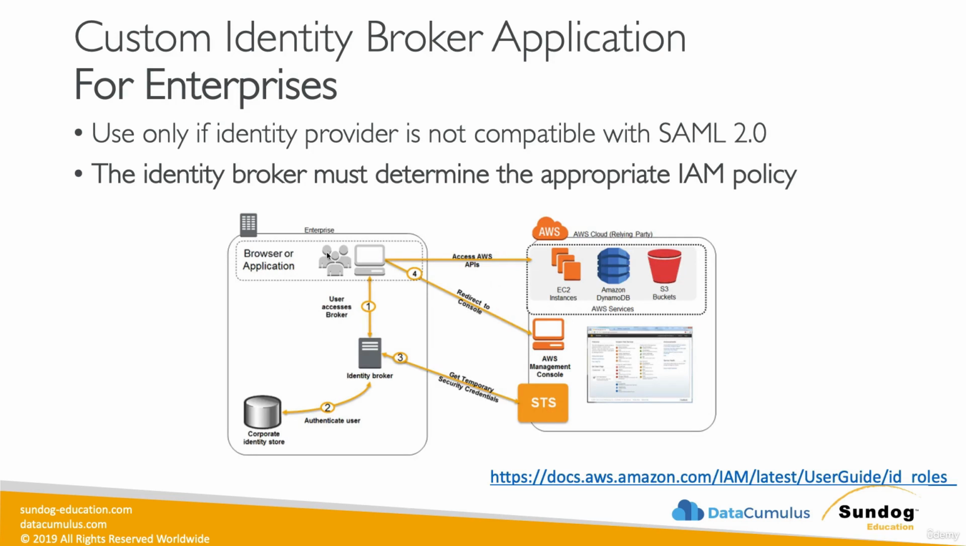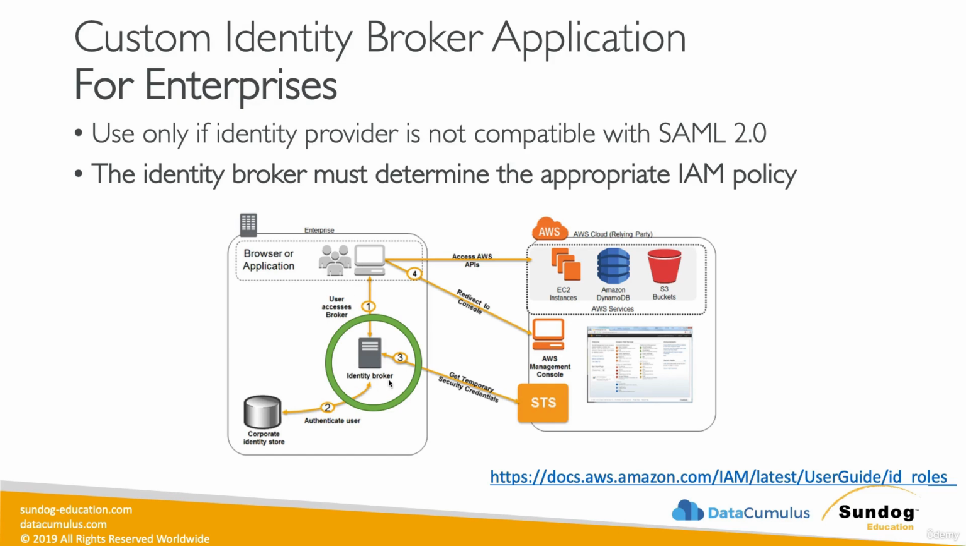Again, we have our users, browser, or application. We'll access our identity broker, and the identity broker is something that we have to program. Okay, this whole thing in the green circle is something that we have to program. And the identity broker will validate our identity with maybe a corporate identity store, authenticate it, and then if it's happy, it has super user superpowers, and it can ask from STS any security credentials for any policy. So it's up to the identity broker to really tailor a policy just for the user that was connected.